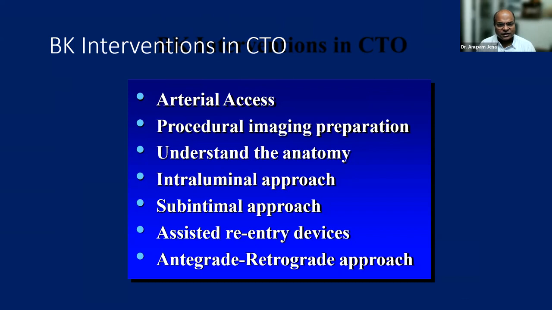So arterial access is definitely antegrade puncture. But in some cases we need to go for a retrograde puncture with a pedal access or with an intratibial artery puncture. Then procedural imaging, understanding the anatomy. Then we have to understand how to go, whether we are planning for an intraluminal approach or a subintimal approach, or dissection and re-entry, or antegrade-retrograde approach.